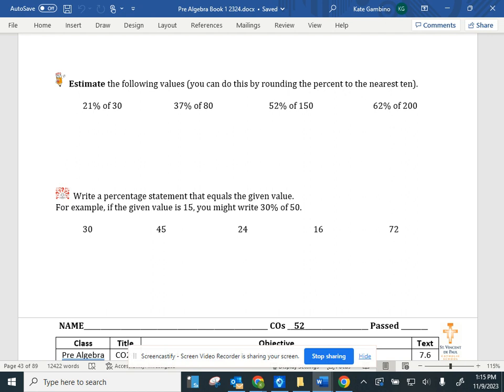Okay, so on the bottom, make sure that your percentage statement is a percent of a number that gives you this as the answer. Okay? Any questions on that?